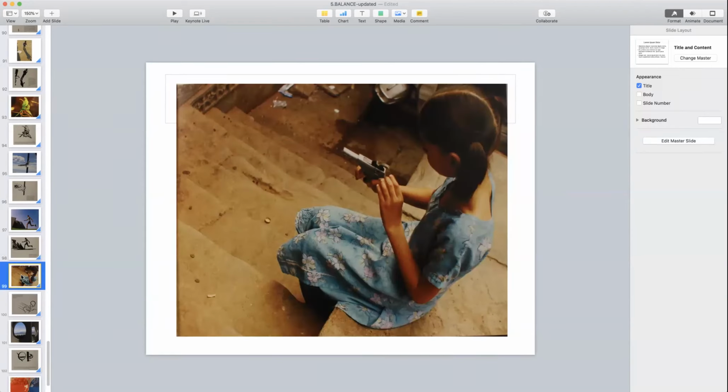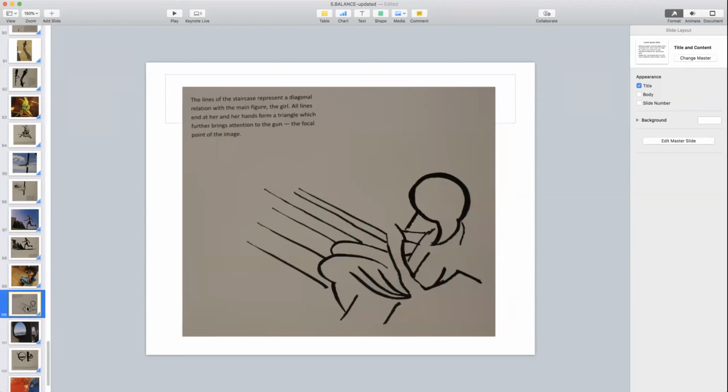Again, this little girl is holding a pistol. So you can see these diagonal lines, as we said earlier about what lines do. Here you can see how these lines are creating a balance. So the lines of the staircase represent a diagonal relationship with the main figure, the girl. All the lines end at her and her hand forms a triangle, which further brings attention to the gun, the focal point of the image.